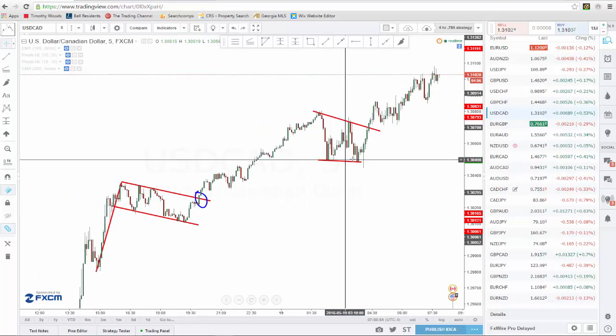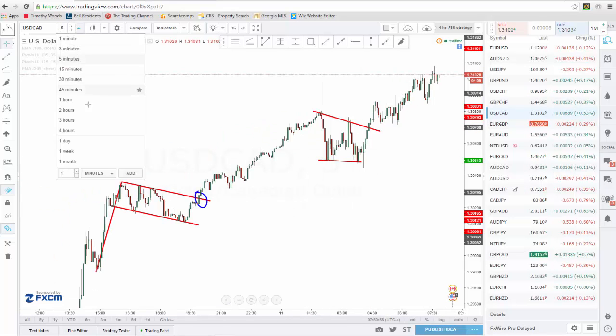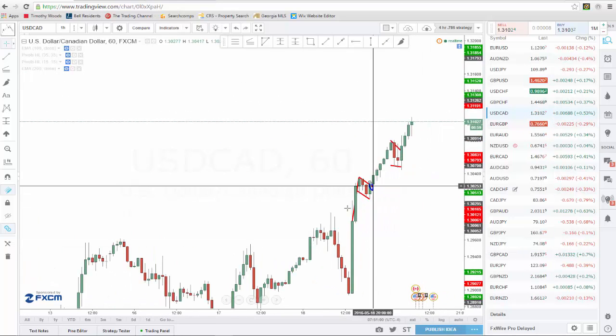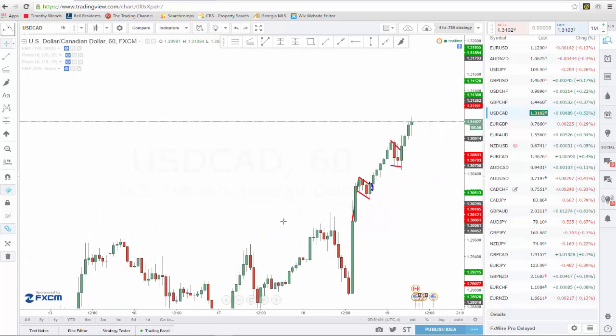So when you start to see these really impulsive moves on higher time frames, then always remember to check down on your lower time frames for some of those simple patterns.